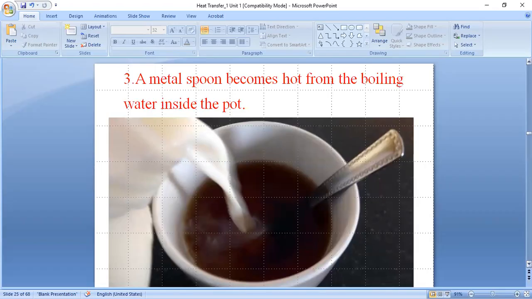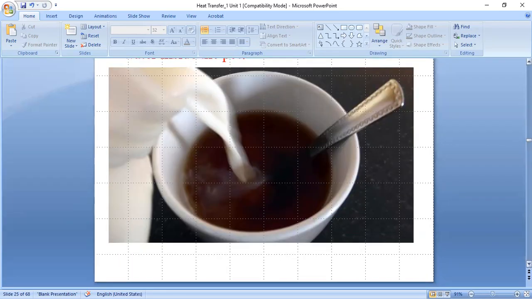Next, a metal spoon becomes hot from the boiling water inside the pot. See, this is a cup of decoction. Take the decoction, mix in some sugar, and use a metal spoon, mixing this decoction and the milk to prepare tea. This is also the mode of conduction. A metal spoon becomes hot from the boiling water inside the pot. Whatever is in the liquid is transferred to your spoon. That is also the mode of conduction.